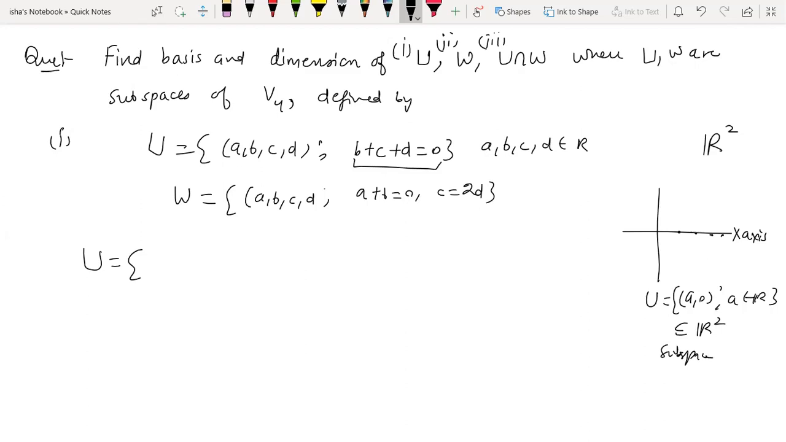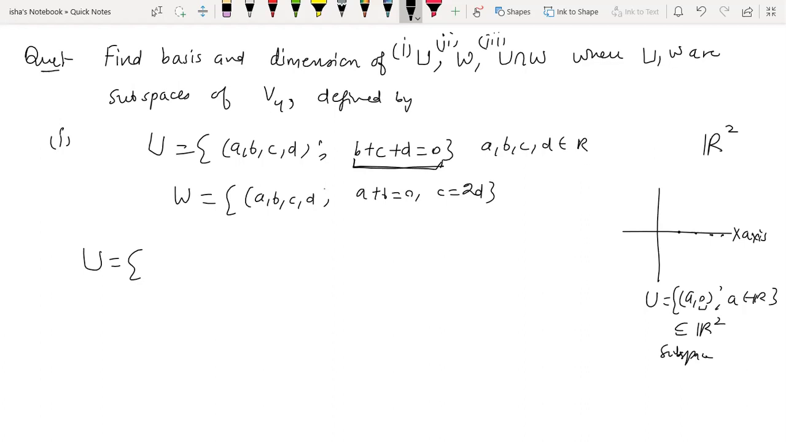Here also, some additional condition is given to you: if the second coordinate becomes 0, then it becomes a subset and happens to be a subspace whenever the properties of a subspace are satisfied. That is why in a subspace some additional condition will always be given to you. This is the condition b + c + d = 0, and we have to make use of this condition to find the dimension as well as the basis.